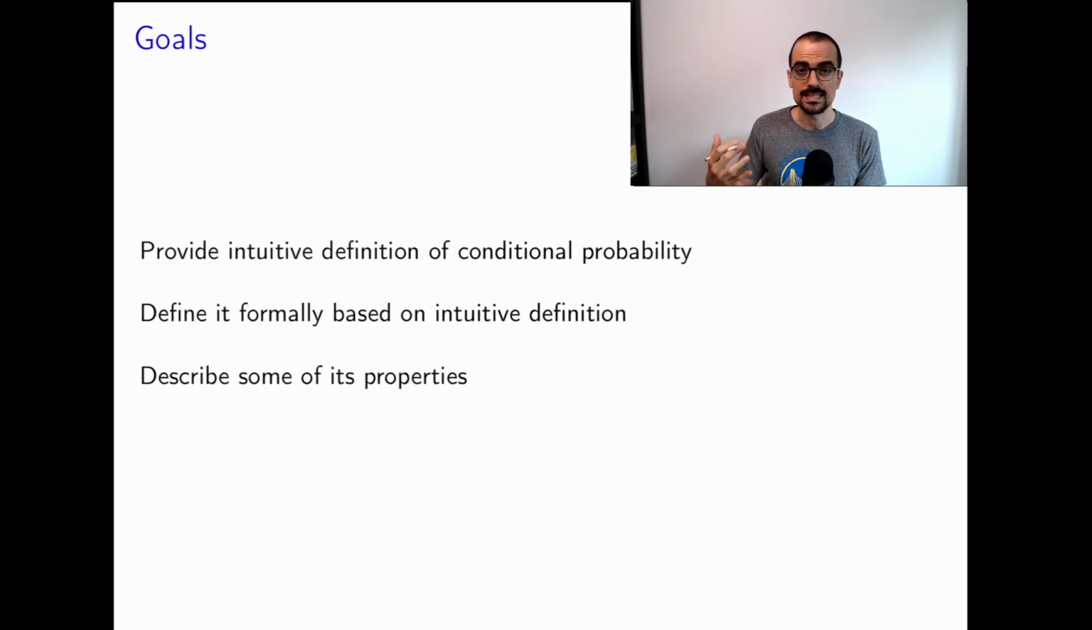Today we're going to talk about a really important concept in probabilistic modeling, which is conditional probability. Our goal is to provide an intuitive definition of conditional probability and then build upon this intuitive definition to define conditional probability formally. Then we will finish by covering some important properties of conditional probability.